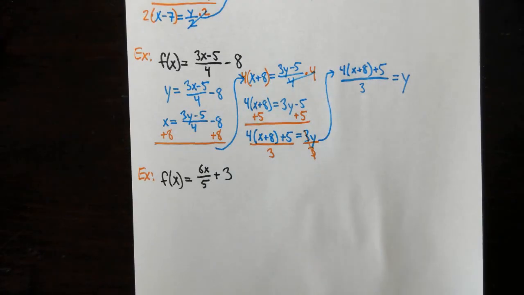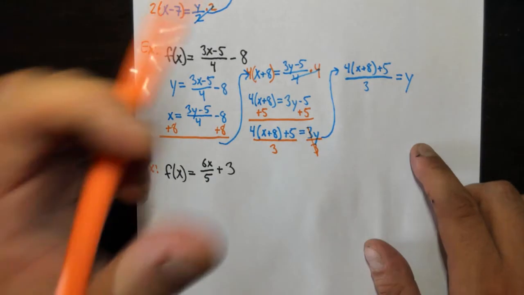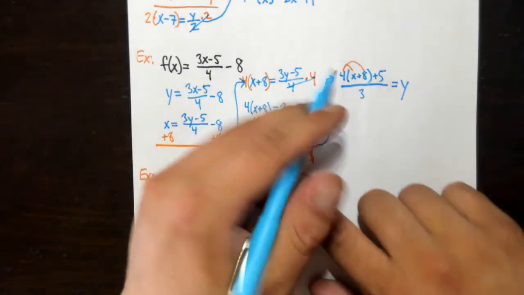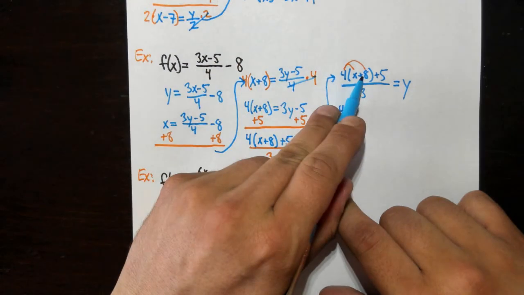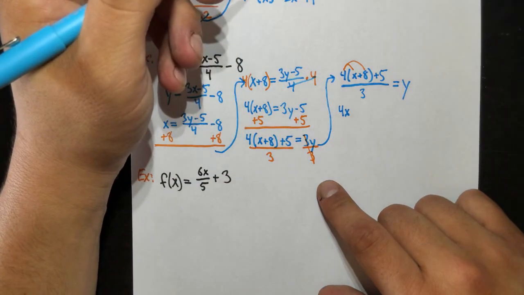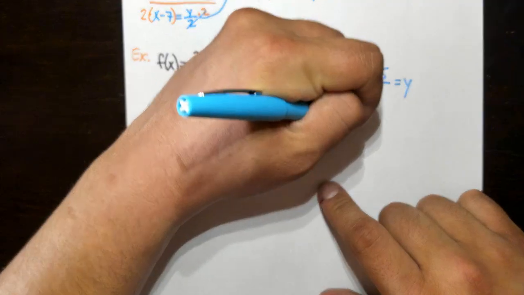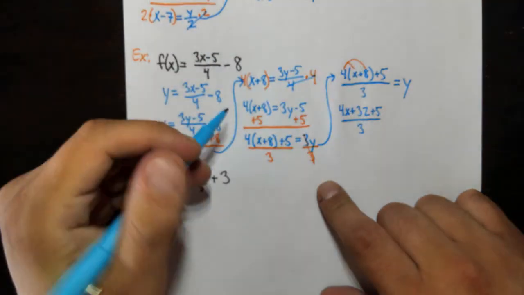And now it looks like we're ready to simplify. Notice we can simplify the top here. We can distribute that 4 and then combine like terms with that 5 after that. So 4 times x is 4x. 4 times 8, 32. Took me a while. Plus 5 over 3 equals y.